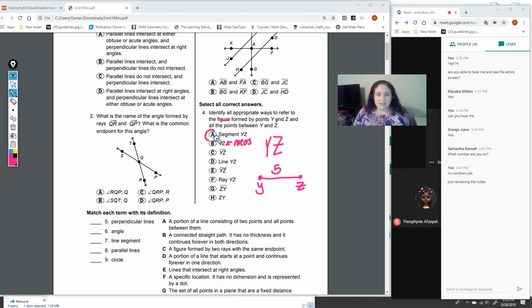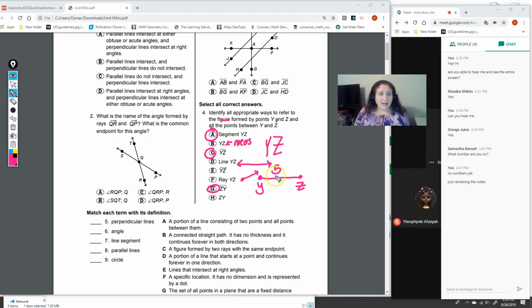So far we have choice A. Choice C with the line over it, that's accurate. D is not accurate because that references if it was a line that went on forever. E is also not correct because that represents a line that goes on forever. F is also not correct because that has one side that goes on forever. This last one, ZY, is correct because it doesn't matter the order if you're talking about the same line.